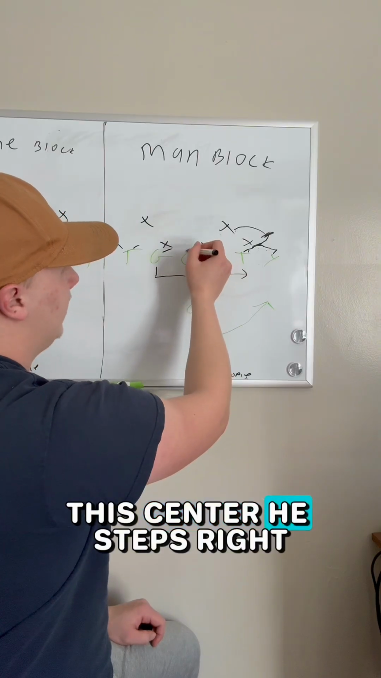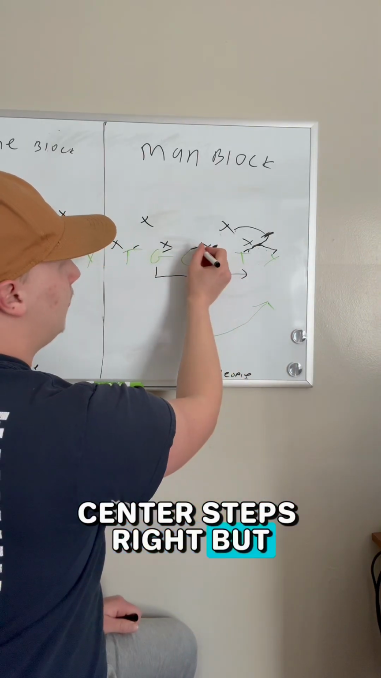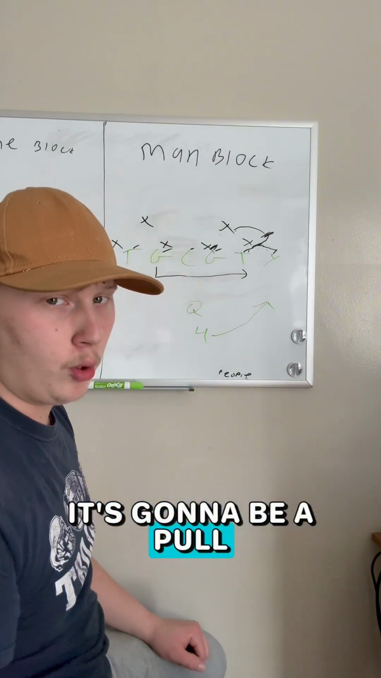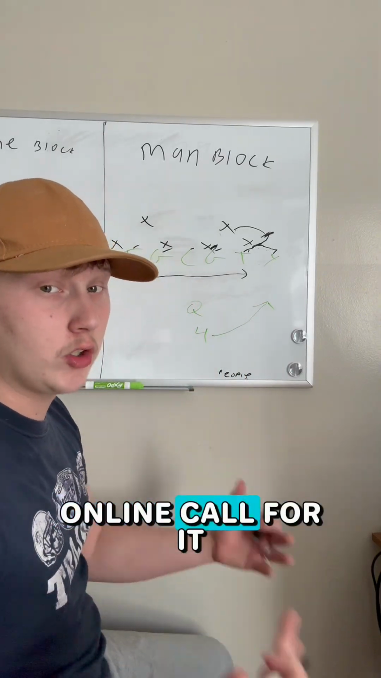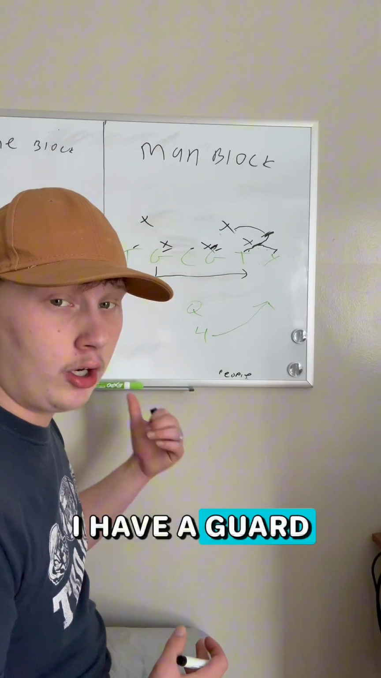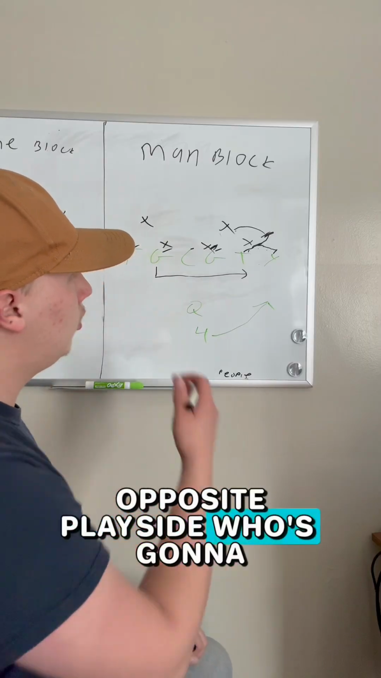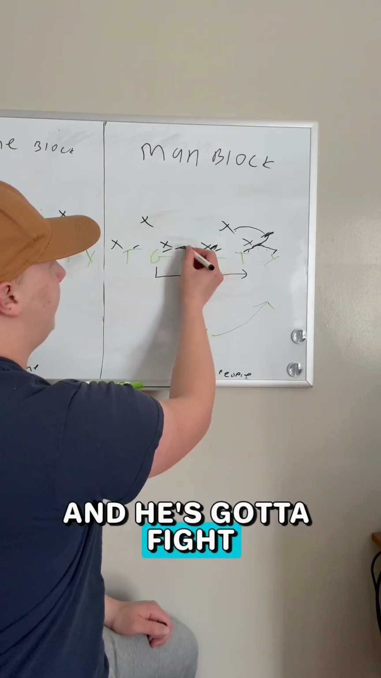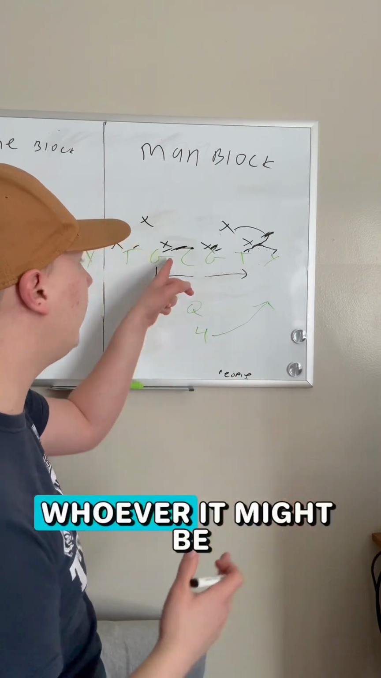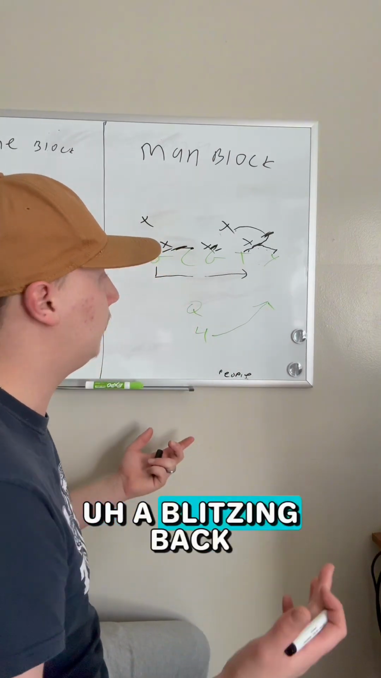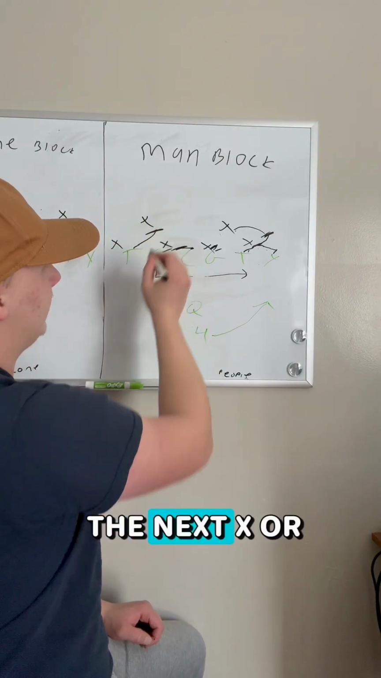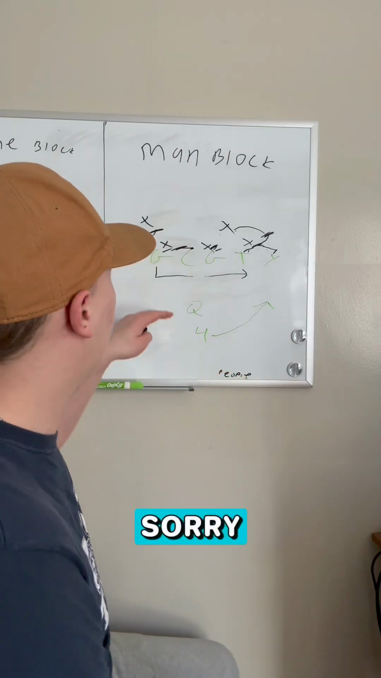This center steps right, but he's got to come. He probably shouldn't step that far because if we know it's going to be a pull, and a lot of teams will have an O-line call for it, whatever that may be, the center will know, okay, I have a guard opposite play side who's going to be leaving me. So he's got to come and he's got to fight to this opposite nose or opposite linebacker, whoever it might be in this position. It could be a blitzing back. This Y or this other tackle should be fighting to the next X or the next linebacker, sorry.